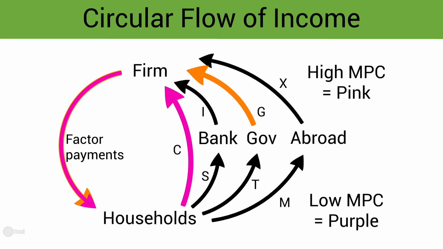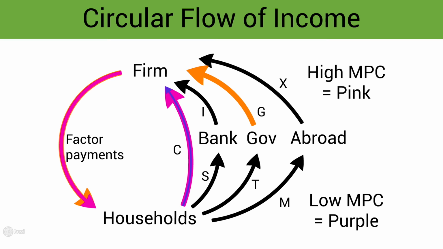Households then choose what to do with this increase in income. In this case, we have a low marginal propensity to consume, meaning that consumers will choose to only consume a small proportion of this additional income. This is represented by the purple arrow going from households to firms. We can see that the purple arrow is significantly smaller than the pink arrow, which was the arrow when we had a high marginal propensity to consume.